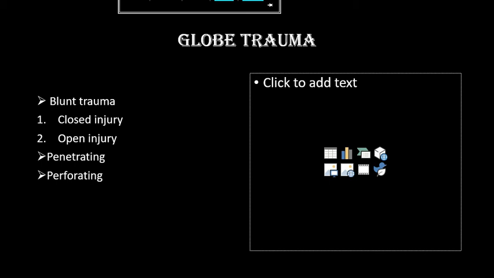Number one, it can be a blunt trauma which can lead to a closed injury. That means the walls of the globe remain intact. It can lead to globe rupture or open injury. It means that the globe's walls are not in continuity, and it can lead to the expulsion of the ocular contents. And the second one is the penetrating trauma.